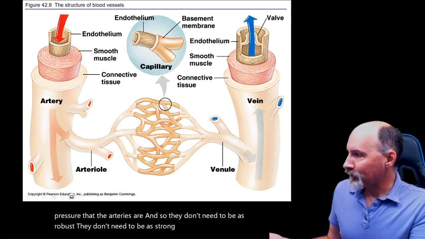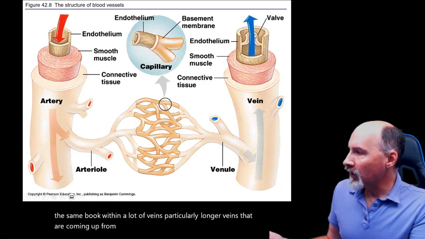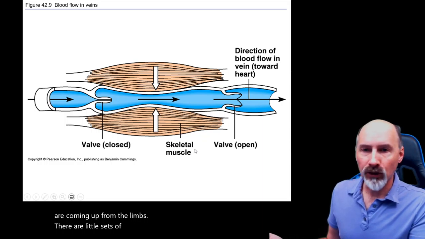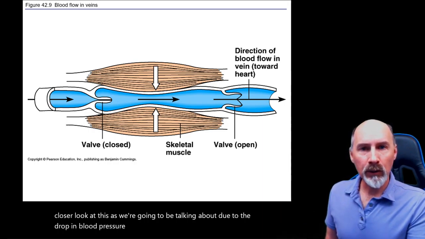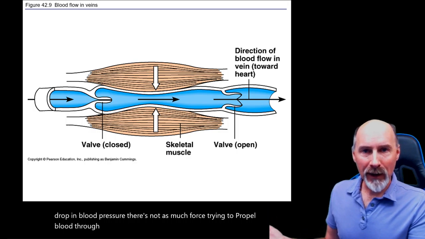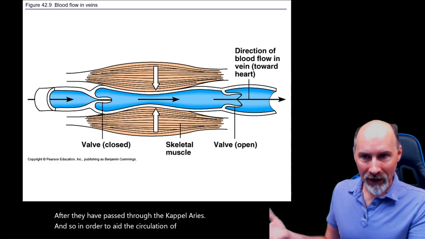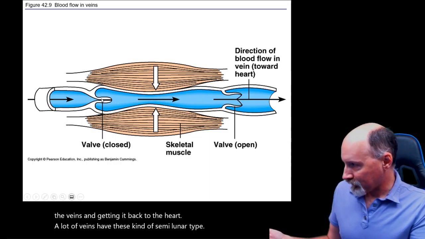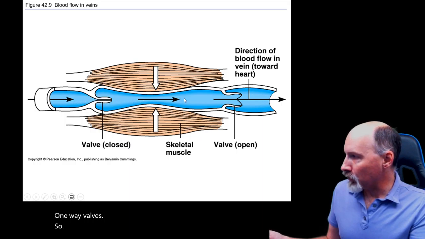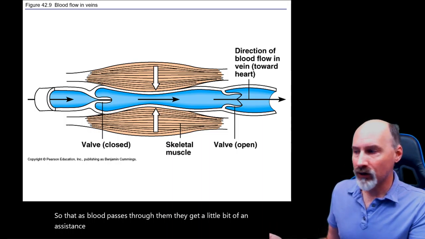The other thing is that the endothelium is mostly the same, but within a lot of veins, particularly longer veins that are coming up from the limbs, there are little sets of valves. I want to take a closer look at this. As we're going to be talking about, due to the drop in blood pressure, there's not as much force trying to propel blood through the veins after they have passed through the capillaries. And so in order to aid the circulation of the blood back through the veins and getting it back to the heart, a lot of veins have these semi-lunar type one-way valves so that as blood passes through them, they get a little bit of assistance from surrounding layers of things like muscle tissue.